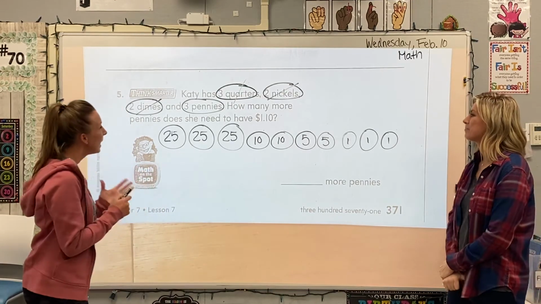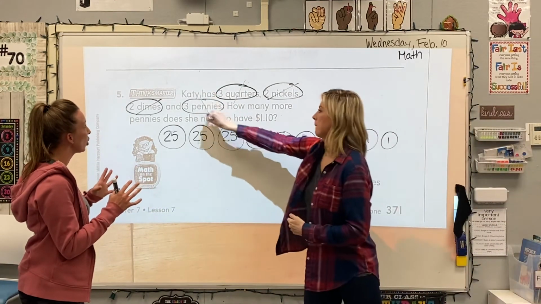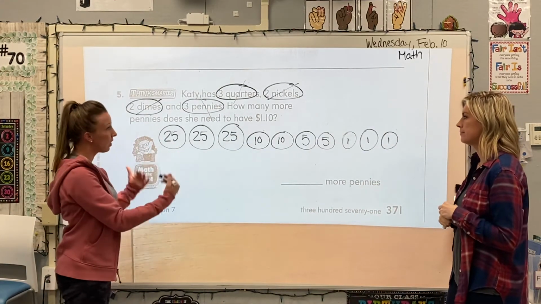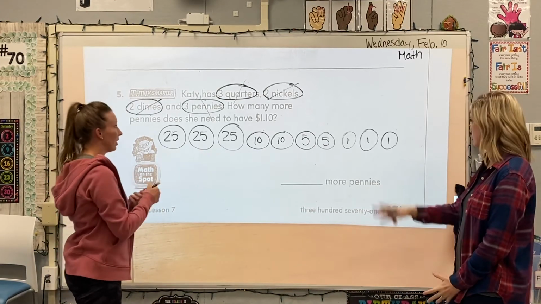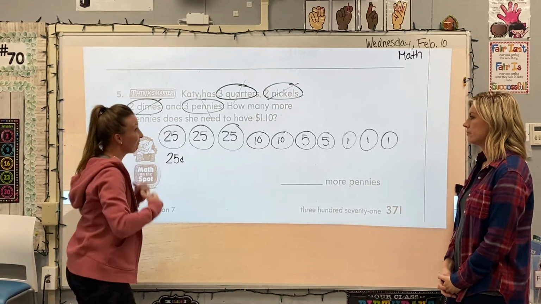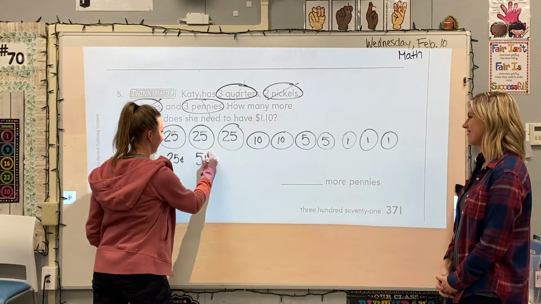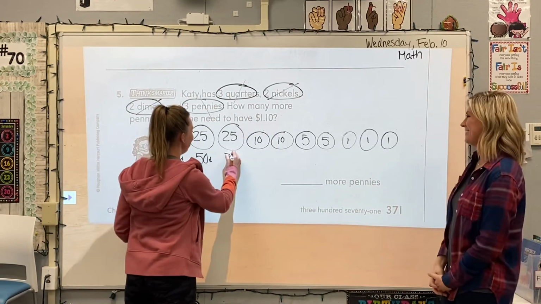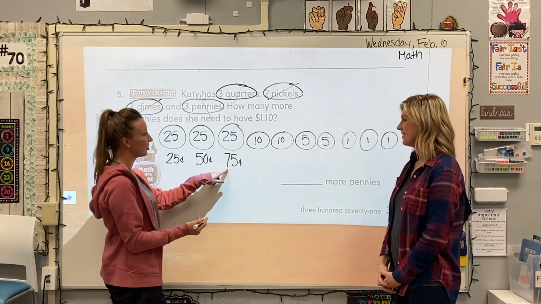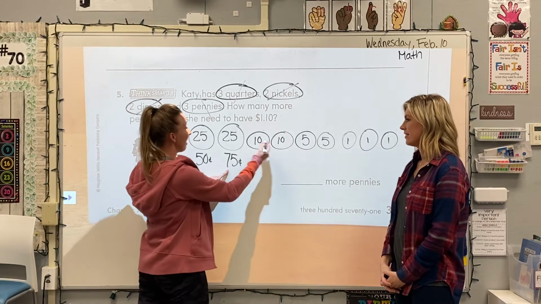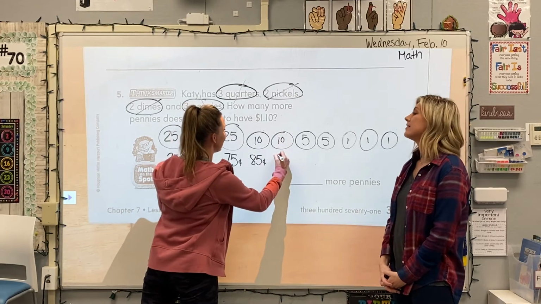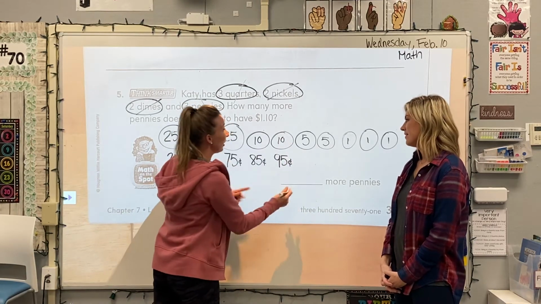Awesome. Okay, so I know that I need to figure out the total value of all of this money before I can even tackle the rest of the problem. So I'm going to count on, why don't I start and maybe you can help me finish. I know that my first coin is 25 cents. 25, 50, 75. But we're gonna stop because we don't have any more quarters. No more quarters. Now we have to count by tens, which means only the digit in the tens place will change. So 75 plus 10 is 85 cents. 85 cents plus 10 cents is 95 cents. Why don't you go ahead and finish?